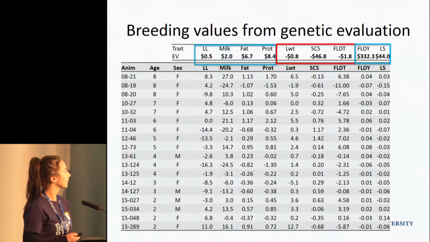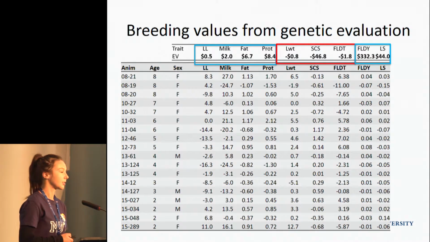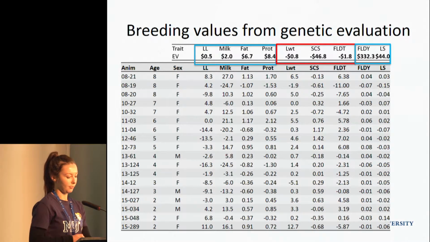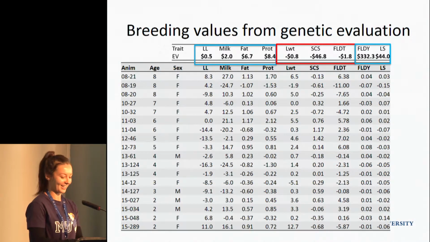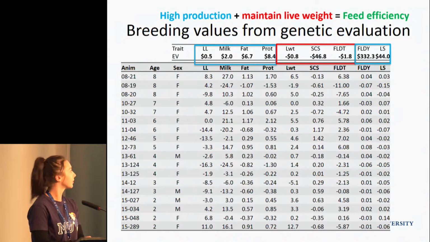The somatic cell score and first letdown time have negative values because we want animals in the future to have lower somatic cell score, and we want them to have faster milking times. And then the live weight is also a negative value because we want to account for feed costs. So overall, this index is targeting to improve feed efficiency by increasing production but also maintaining animal live weight.